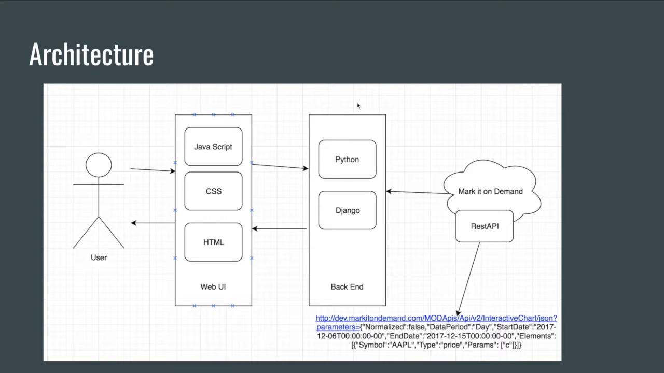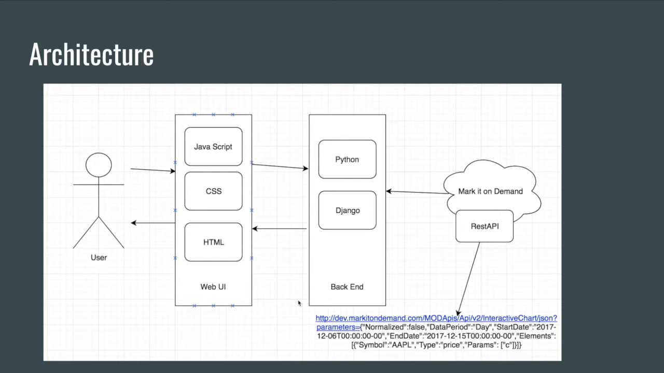So first of all, the user is gonna interact with our front end, which consists of JavaScript, CSS, and HTML. And the front end of the project is gonna interact with our backend, which has Python and Django. And the backend is in charge of communicating with the API for getting the stock data, and the API we use is called Market on Demand, which is demonstrated on the bottom right.